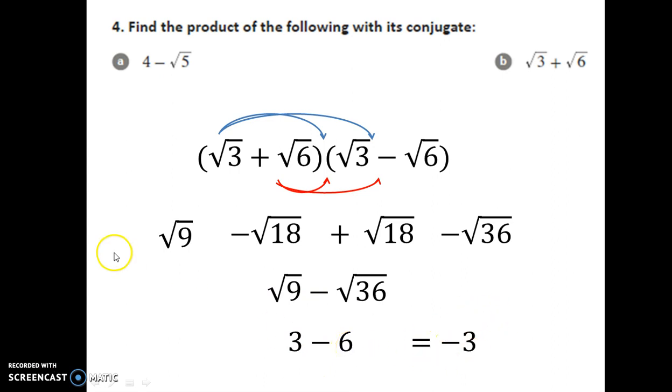So again, we're left with a number. All the roots are gone. The middle one's canceled. This one becomes a perfect square, and everything's gone. That will always happen with conjugates.